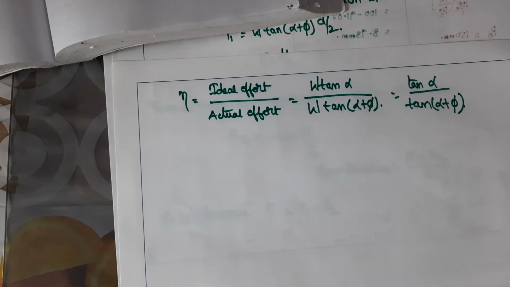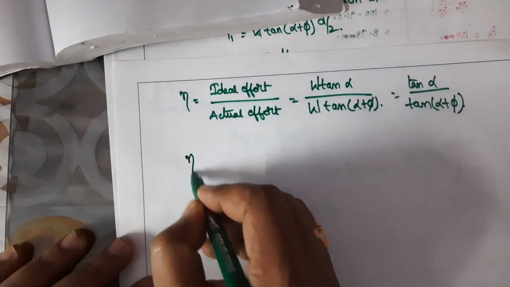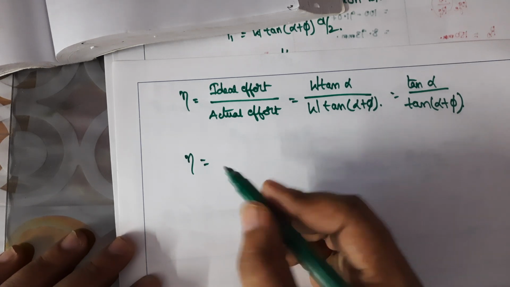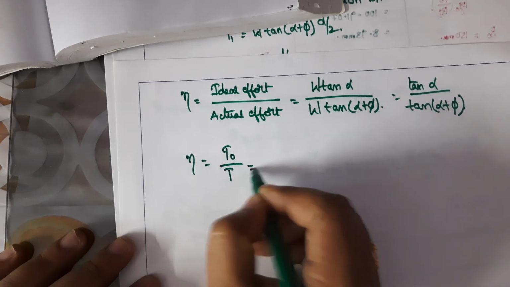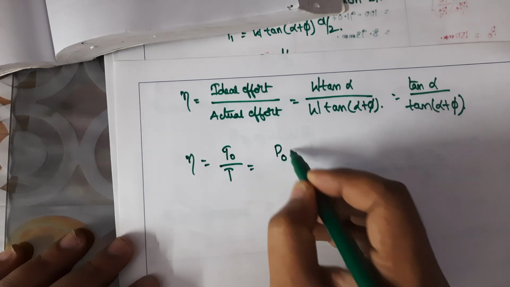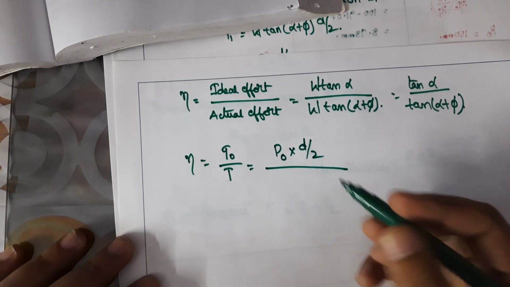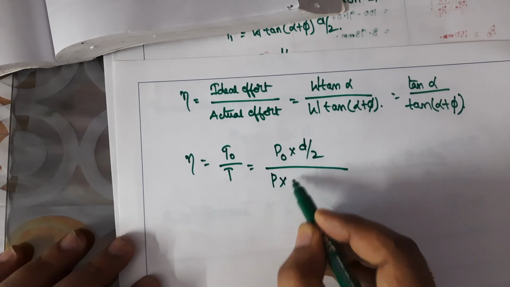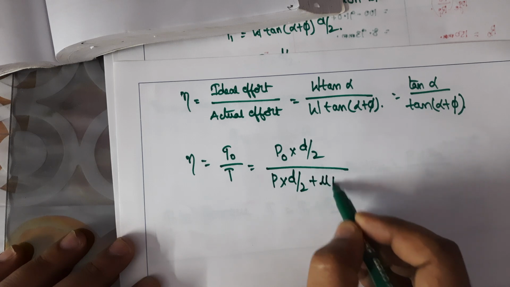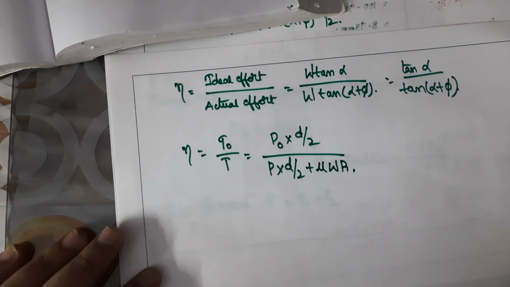Okay, so in this expression for efficiency, only the screw friction is considered. However, if you consider the screw friction as well as the collar friction, then the expression will be efficiency is equal to T naught by T. That is P naught into D by 2 by P into D by 2 plus mu into W into R.